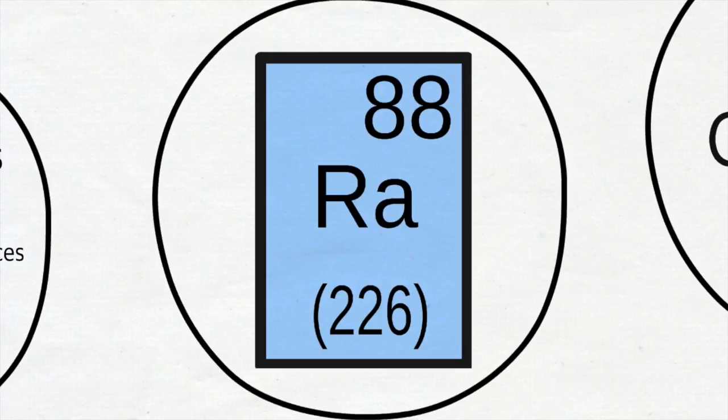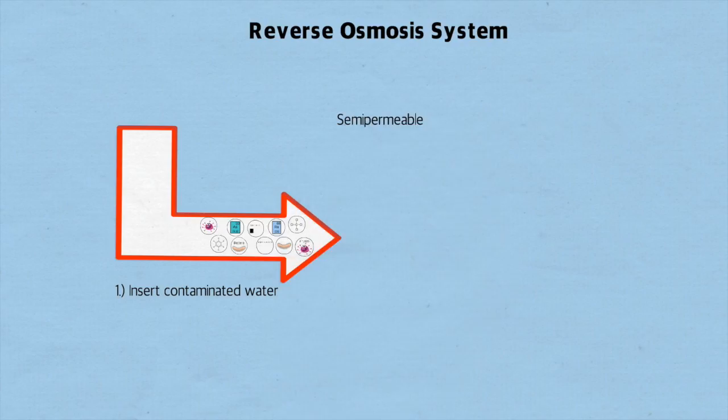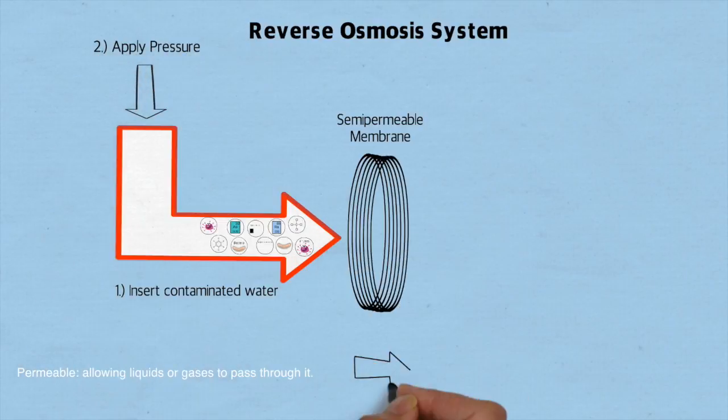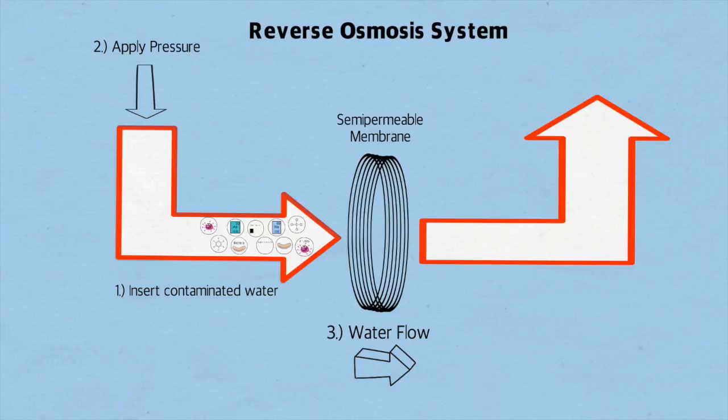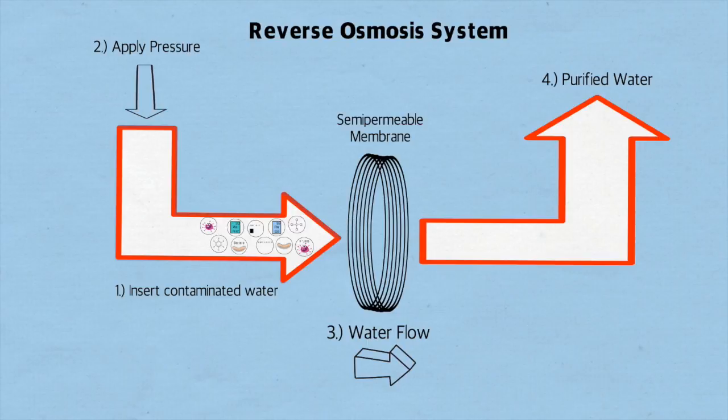The semi-permeable membrane is responsible for filtering all of these impurities out. The next step in the process is applying pressure to the water in the preliminary pipe in order to propagate movement of water through the semi-permeable membrane. Finally, once the filtered water exits the membrane, it is ready to be extracted and, most importantly, drunk.